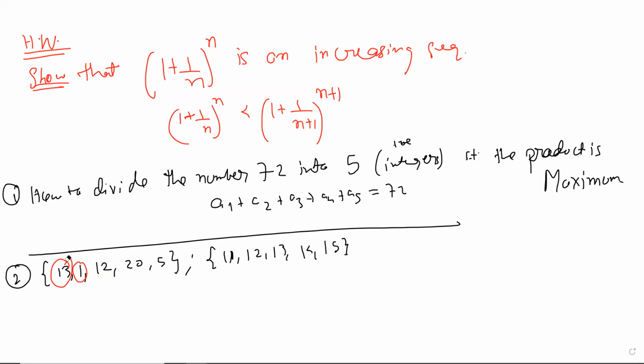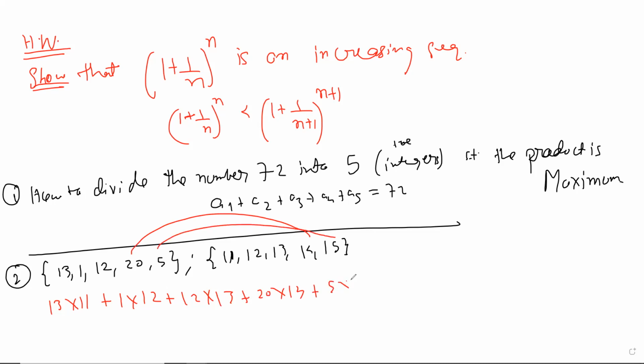So the sum of the products. What I mean is you can do something like this: 13 into 11 plus 1 into 12 plus 12 into 13, so you see I'm pairing them, plus 20 into 14 plus 5 into 15. Then you compute it. If for some reason you try all possible ways, I don't have a problem with that, but it will take a very long time, because there are 5 factorial ways to pair. That is one way, and there are many other ways. So which way would give you the largest sum?